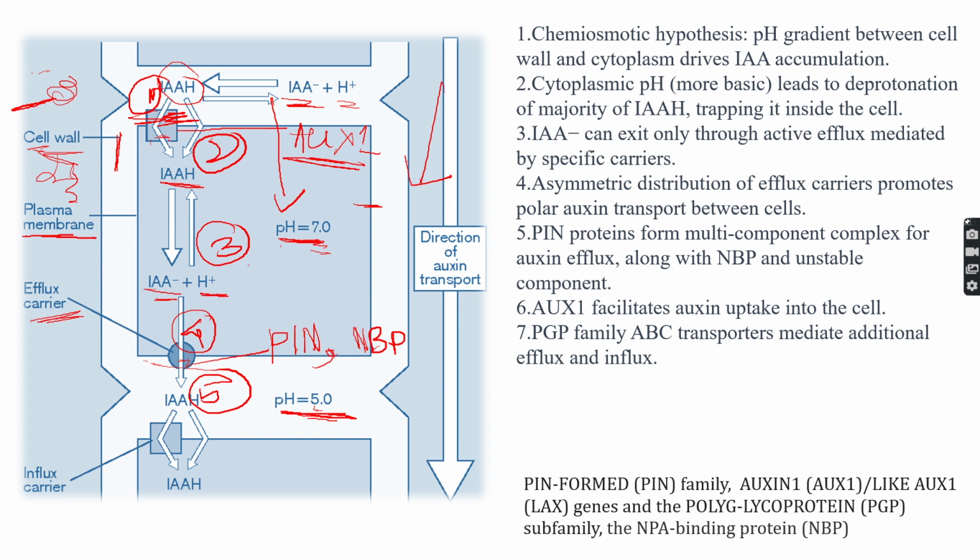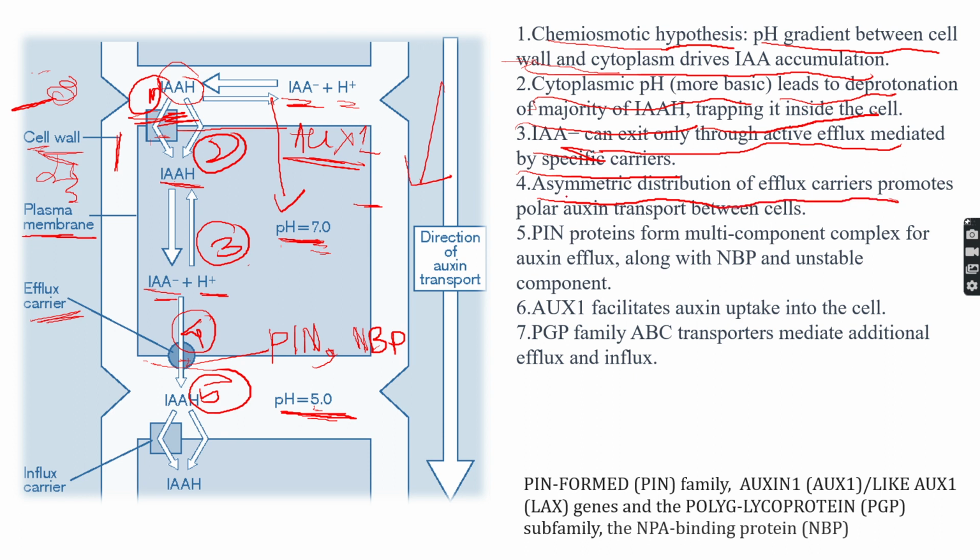Okay, so what is happening in the first point, I will read this. Because of this chemiosmotic hypothesis, which says that the pH gradient between cell wall and cytoplasm drives IAA accumulation. Cytoplasmic pH, as it is more basic, leads to deprotonation of the majority of IAAH and trapping inside the cell. Now IAA minus can exit only through active efflux mediated by a specific carrier, that is the efflux carrier. Now asymmetric distribution of the efflux carrier promotes polar auxin transport between the cells.